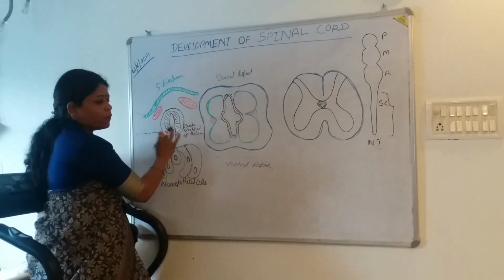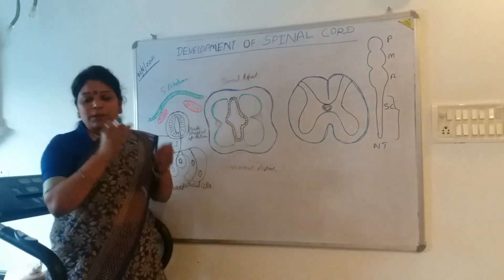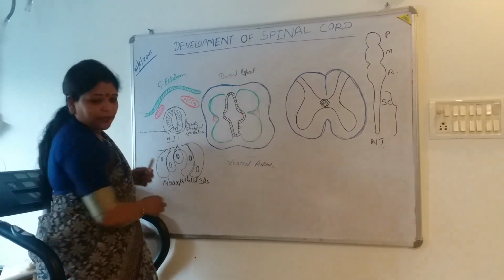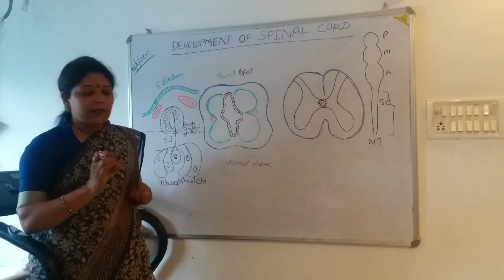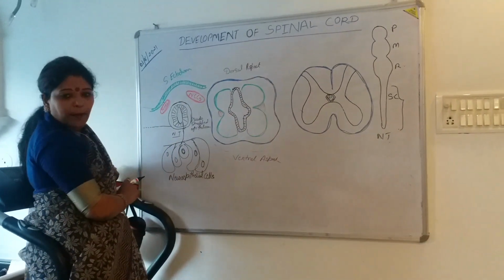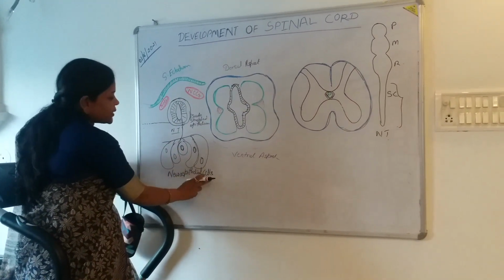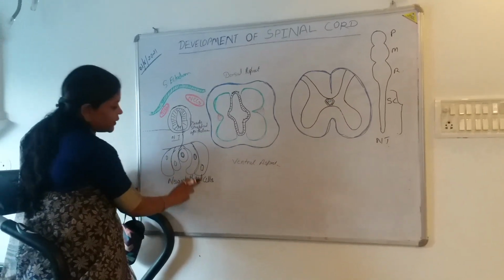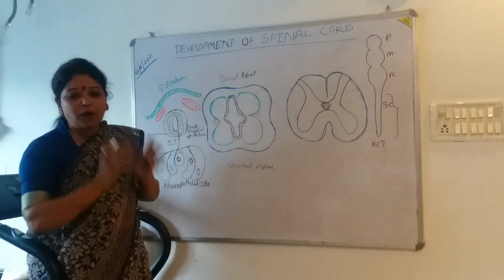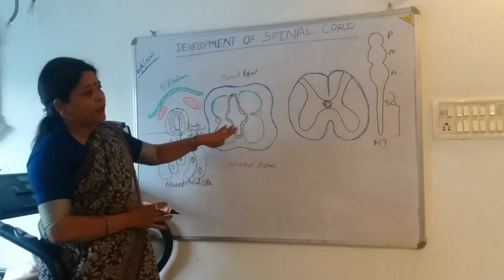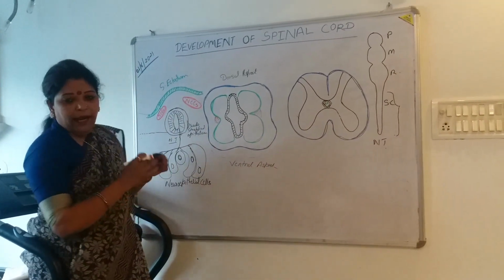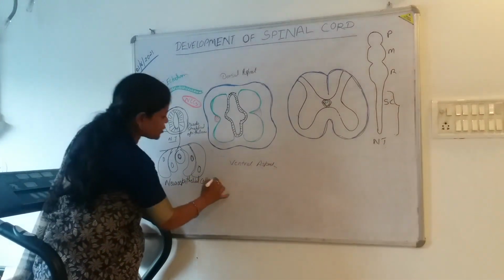Now, in this recently closed neural tube, what will you get? A special type of cells that are known as the neuroepithelial cells. The whole thickness of this neural tube is composed of the neuroepithelial cells. These neuroepithelial cells are responsible for the development of all the cell types which are present in the future spinal cord.